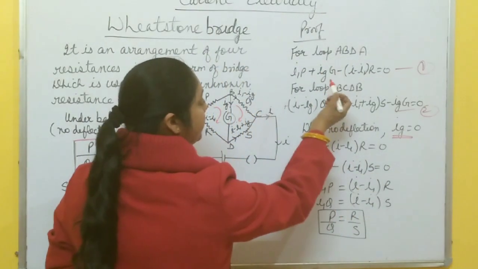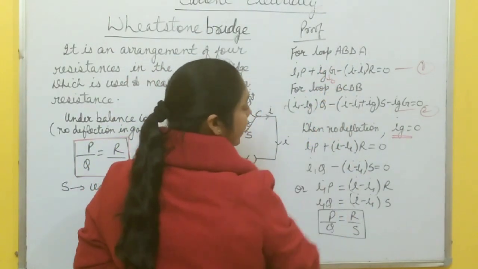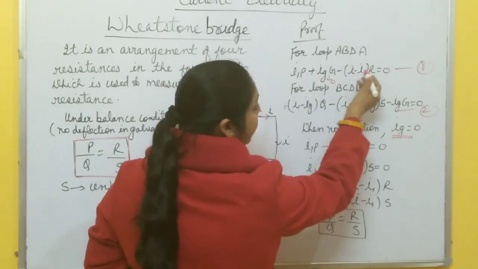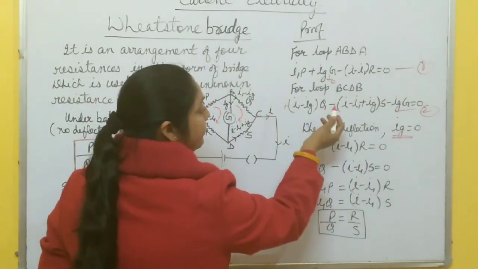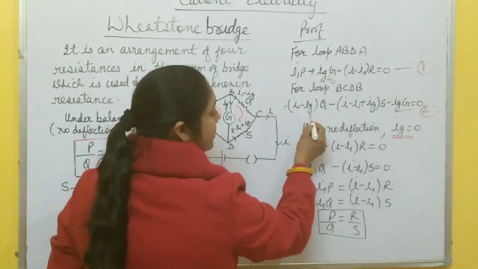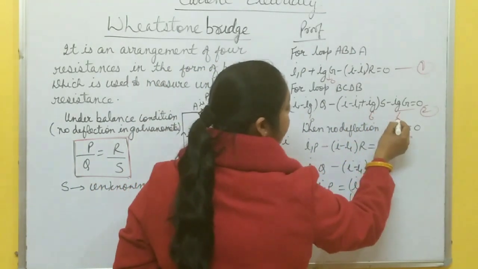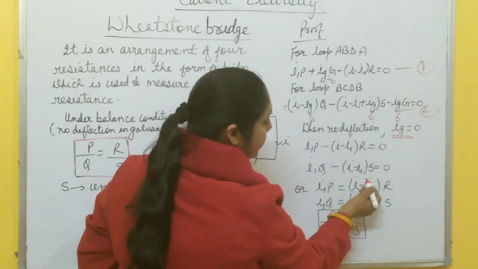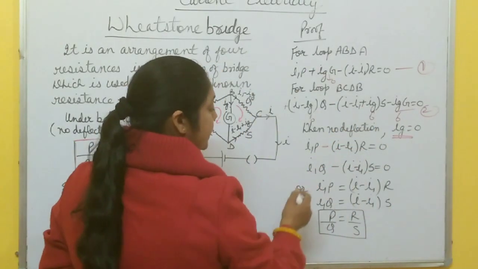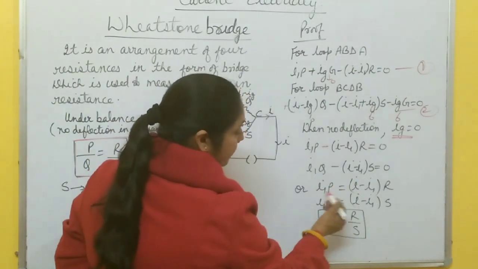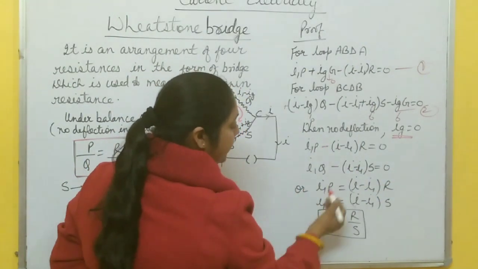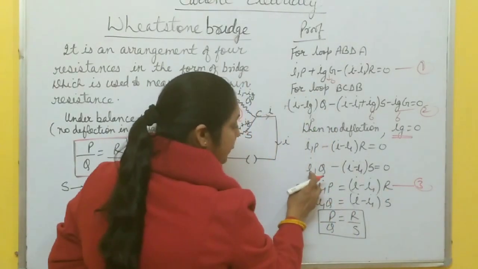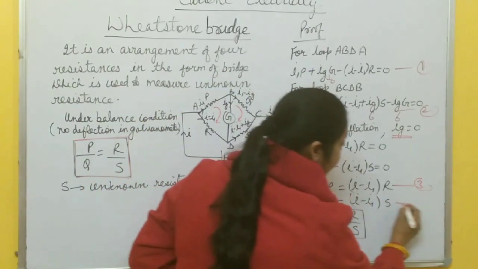Under that case, equation 1 becomes, you take this term 0, right? So I1P minus, sorry, not plus, here minus, I minus I1 R is equal to 0. Again for this second equation, this Ig is 0, this Ig is 0, this Ig is 0. So I1Q minus I minus I1 S equals 0. Now you take the right side: I1P equals I minus I1 R, one equation. And I1Q equals I minus I1 S, another equation.